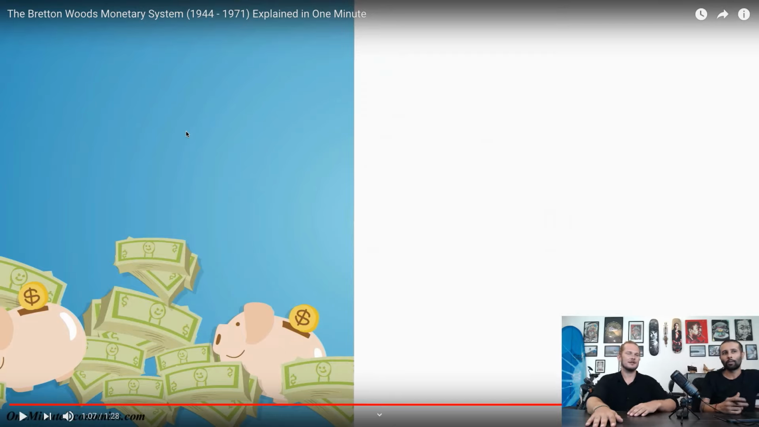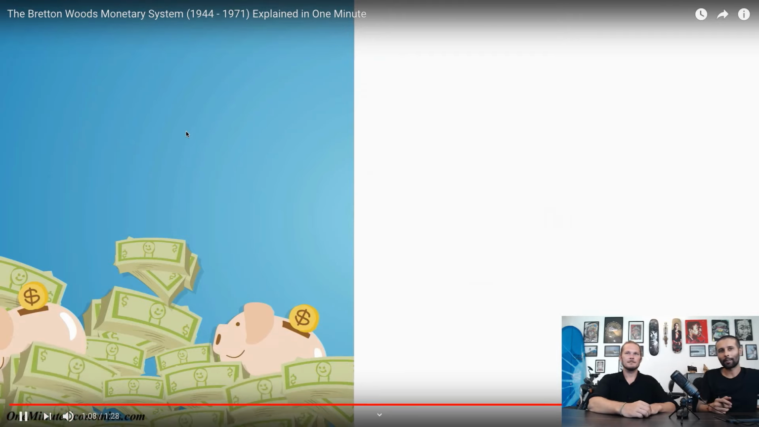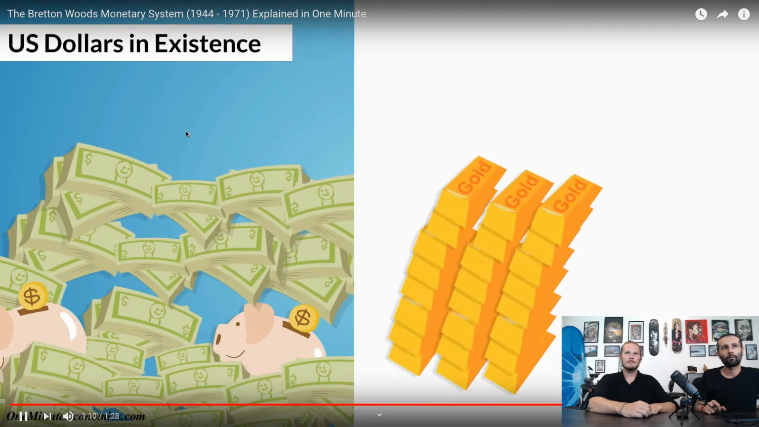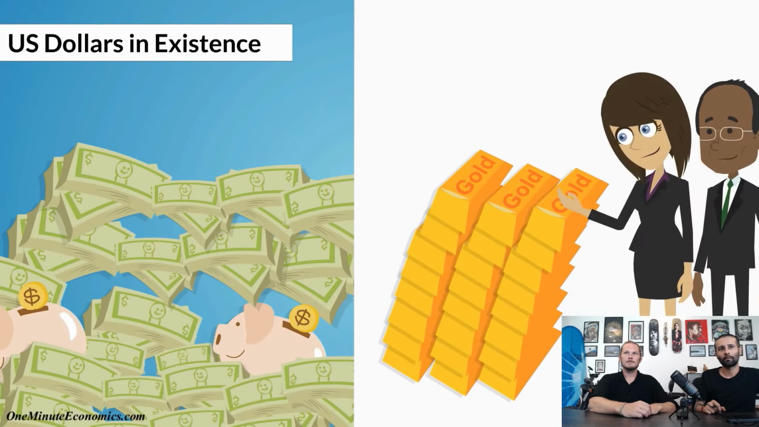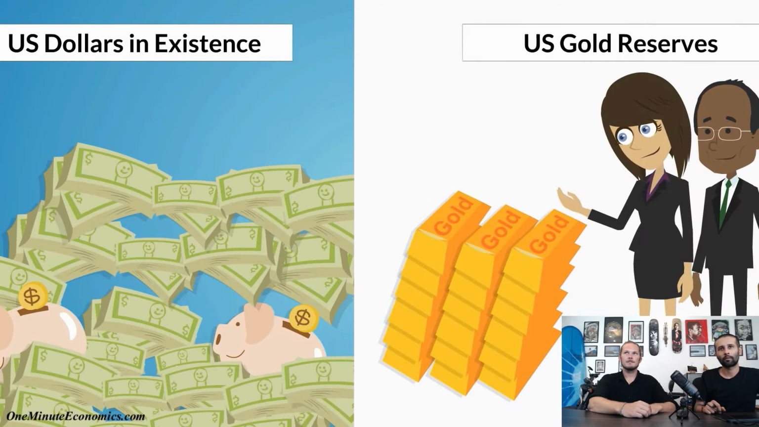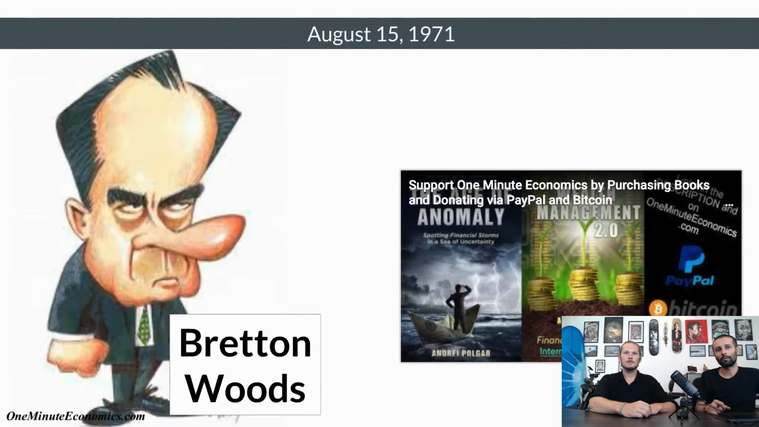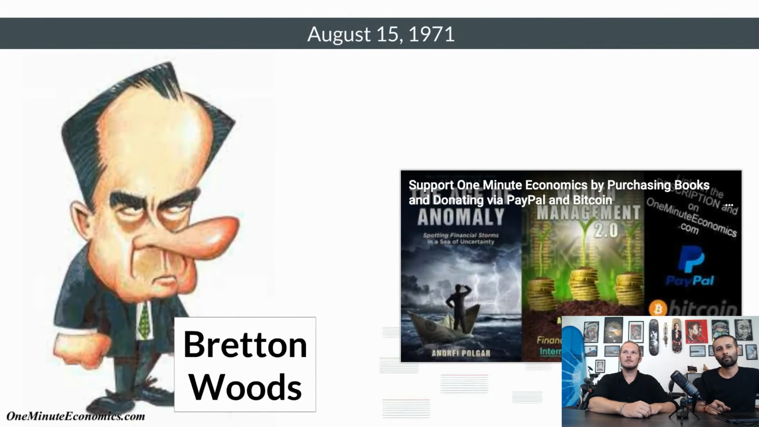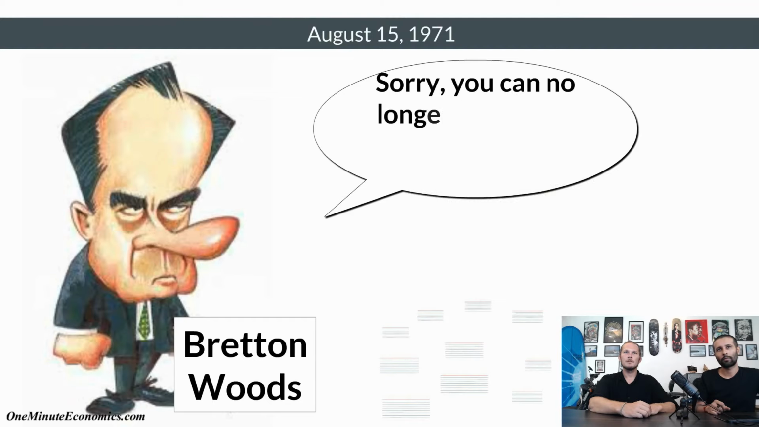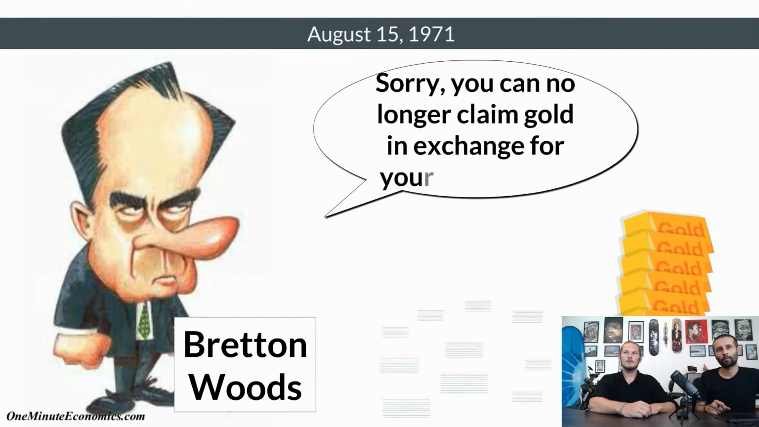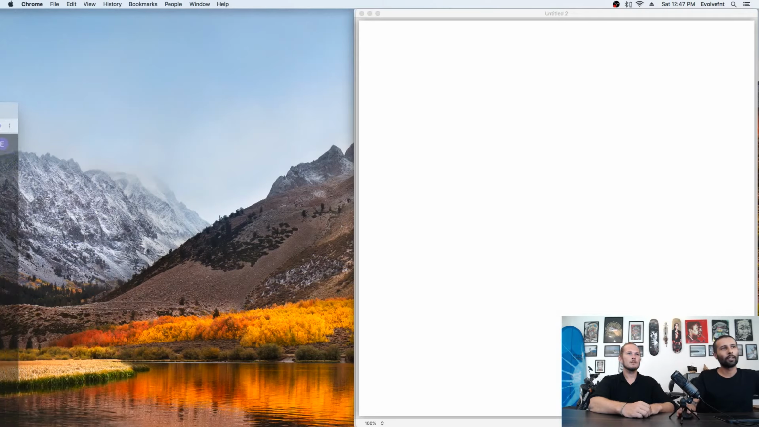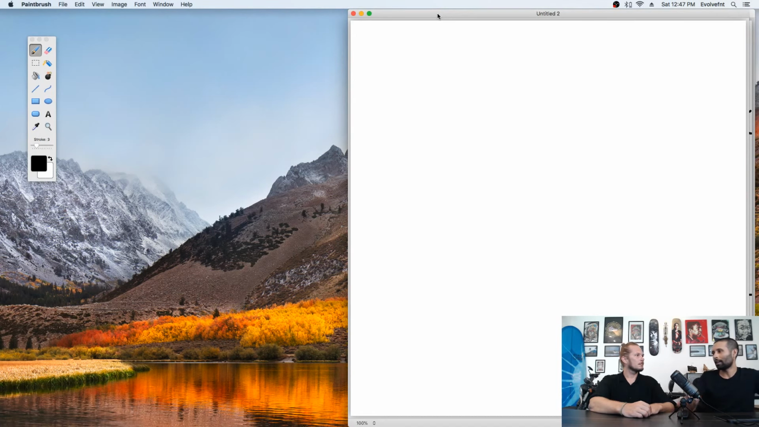The number of dollars in existence kept increasing while the gold reserves of the US kept shrinking, as more countries demanded gold in exchange for their dollars. This is when, on the 15th of August 1971, President Nixon officially announced that dollars would no longer be convertible to gold, thereby putting the final nail in the coffin of the Bretton Woods system. So the currency is no longer backed by gold.